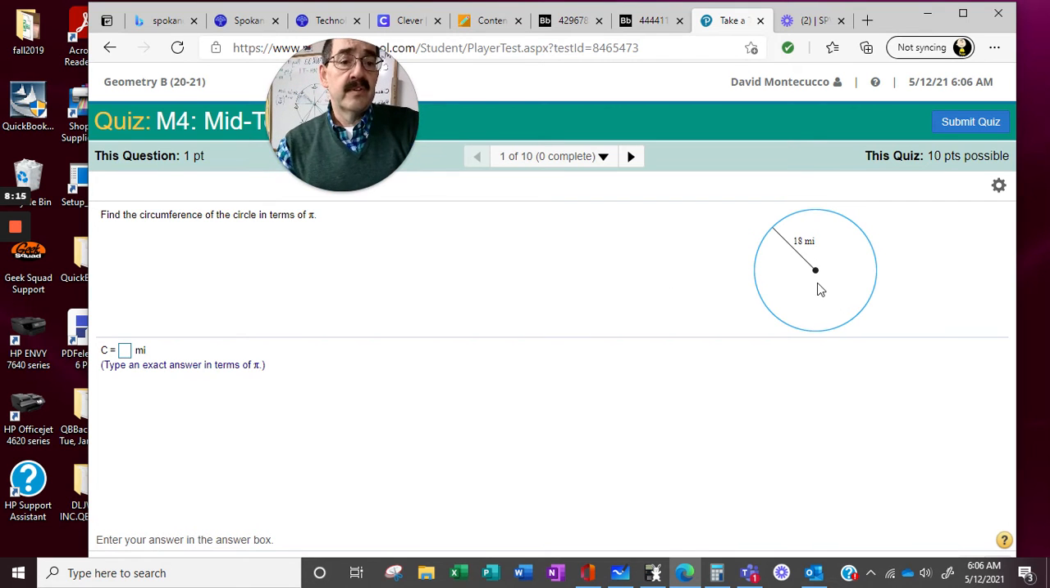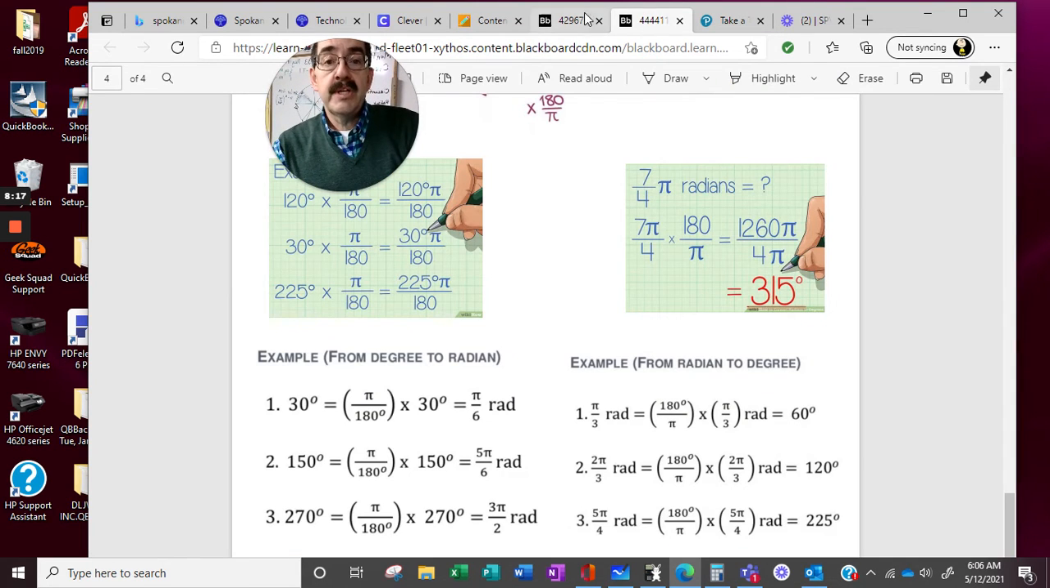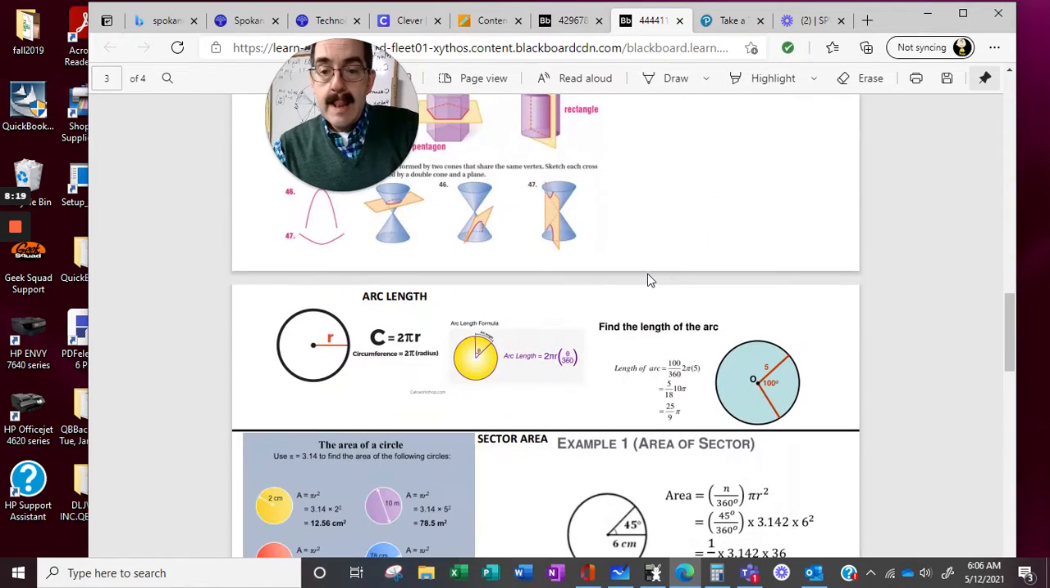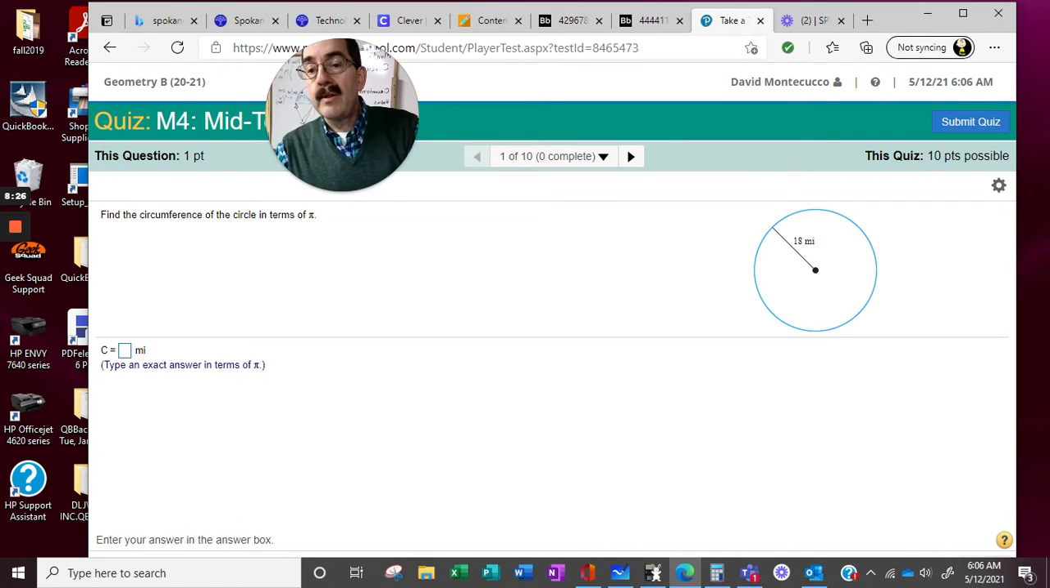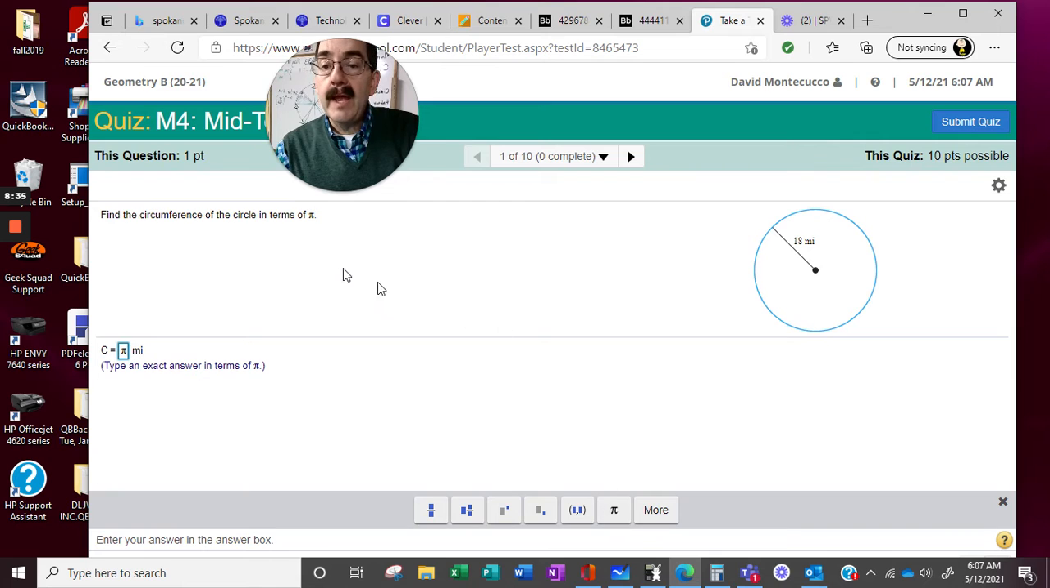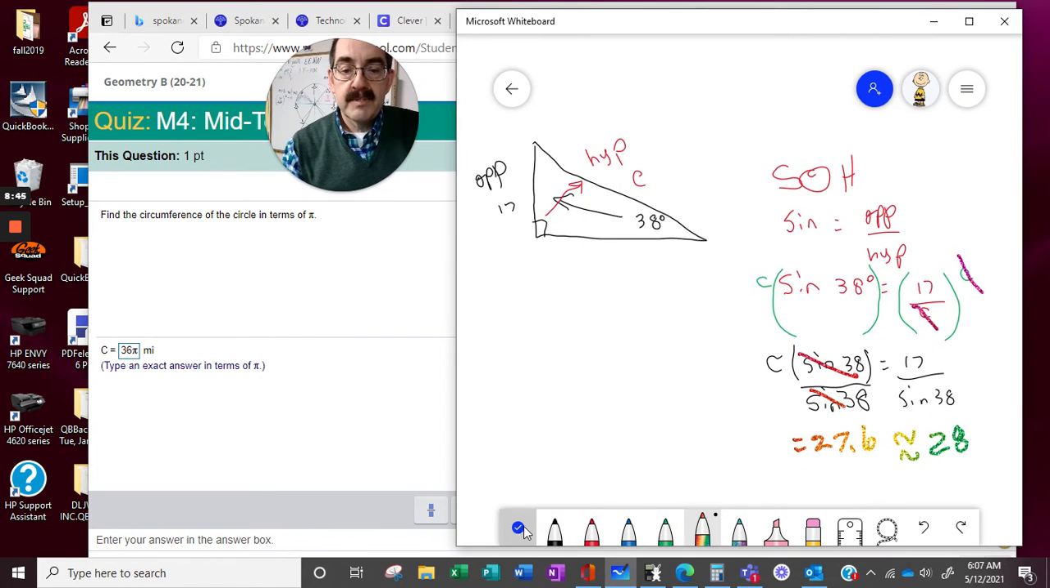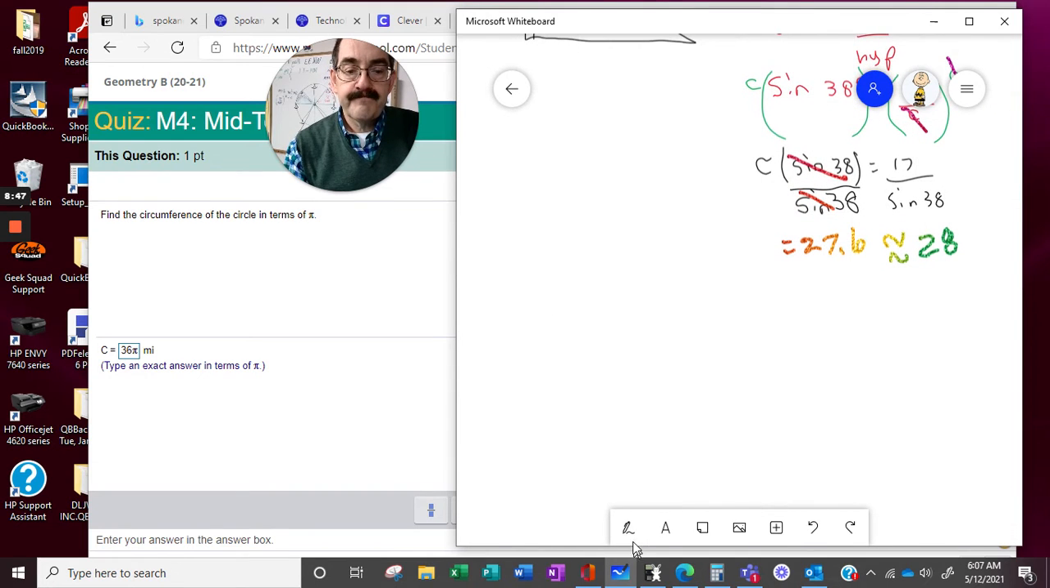Okay, circumference, 2 pi r. Grab your cheat sheet. Circumference is 2 times pi times r. Remember, you can miss them because we don't understand what form to put the answer in. 2 pi r. Leave the pi in the answer. So we're going to have a pi here, right? Okay, so 2 times r, 2 times 18 is 36. Boom, okay?